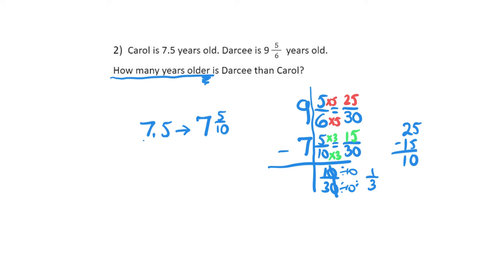So fraction side's done. Now for the whole numbers, 9 minus 7 is 2. Now put those two together and we get 2 and 1/3 as our correct answer. 2 and 1/3.